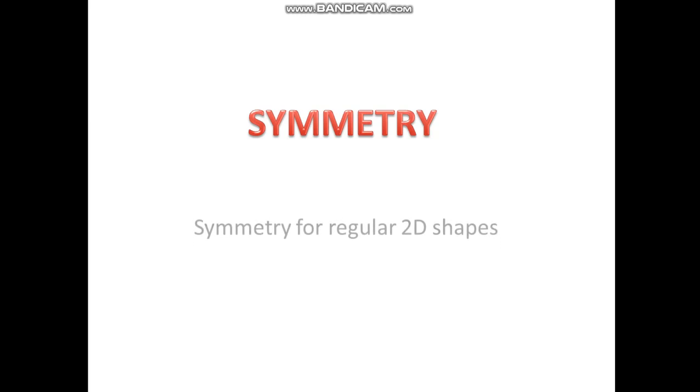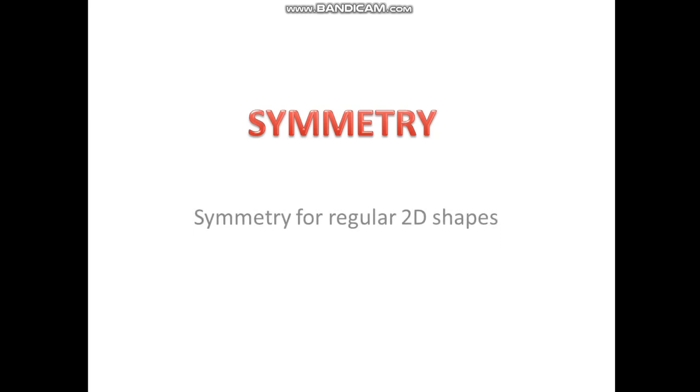Today we are going to learn about symmetry. Symmetry for regular 2D shapes. What is a regular 2D shape? A 2D shape with all sides and angles the same, we can call that a regular 2D shape. Let's go for one example.